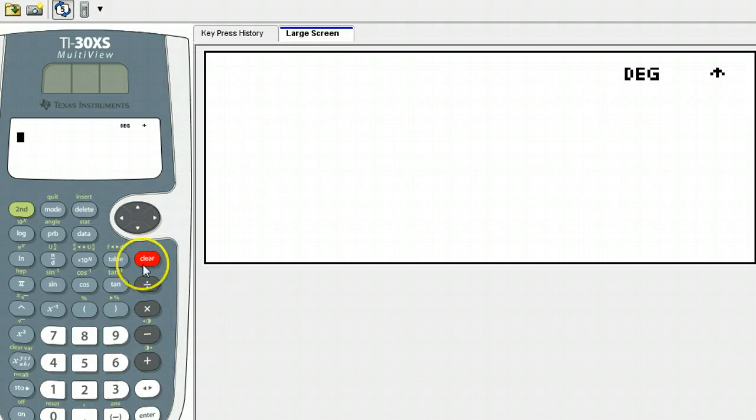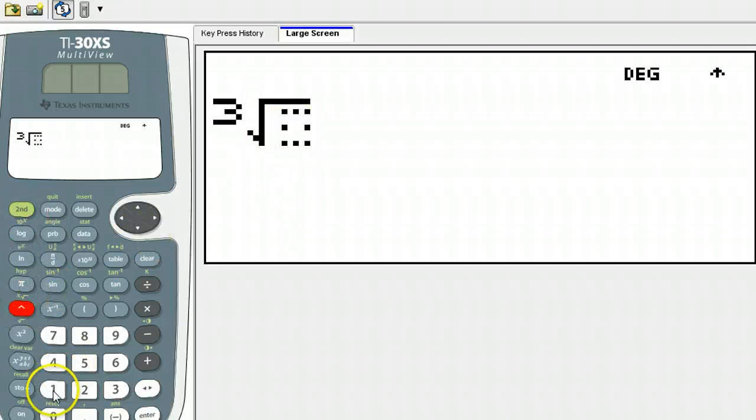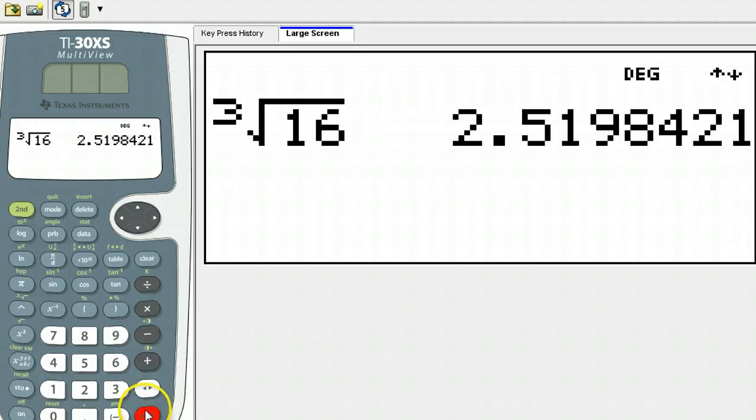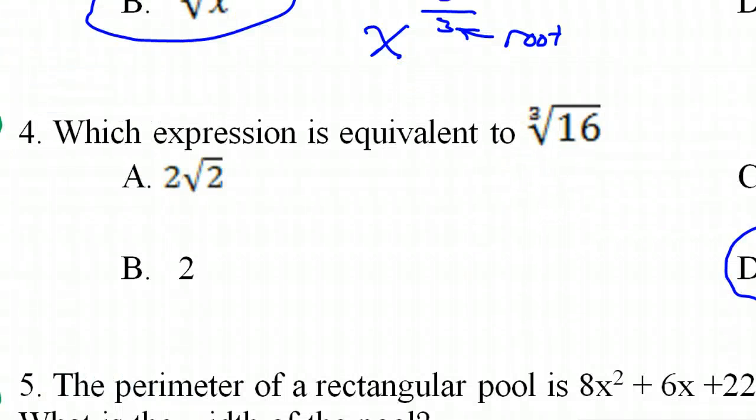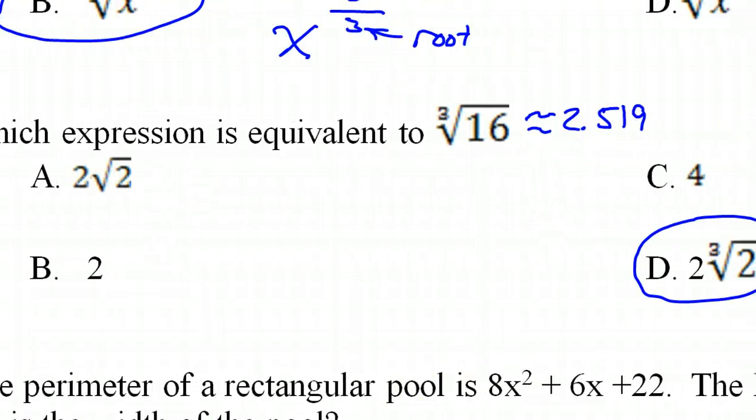Okay, let's start with the cube root of 16. Here's how you type that in your calculator. If you want the cube root, first you type the 3. And then you see this function right here, it's the x root. You will use that function. So second caret, now it's the cube root. Cube root of 16, enter. So I get this decimal. I'll just write down the first few digits, 2.519. So as a decimal, this is approximately 2.519. So that's the value.